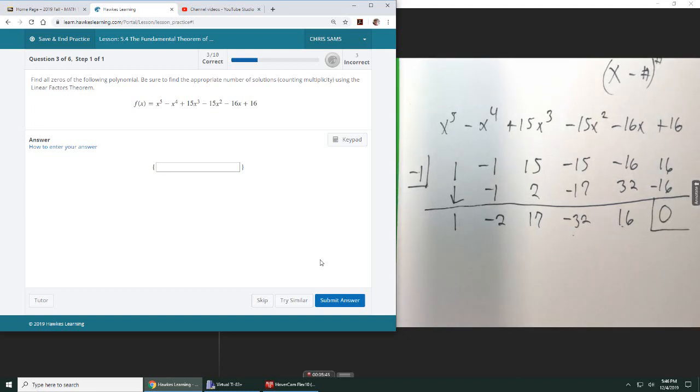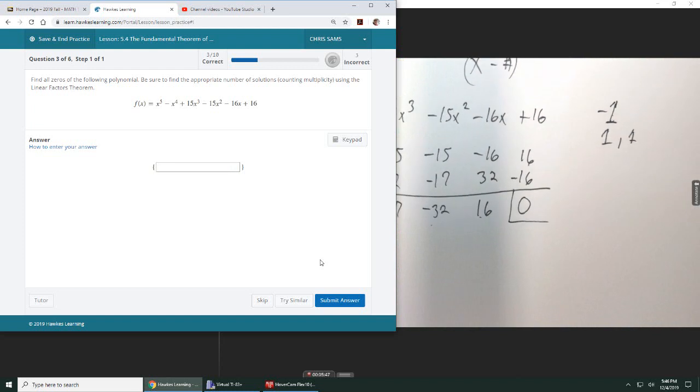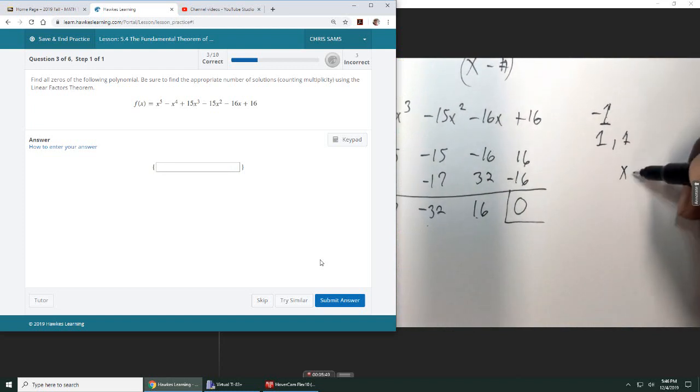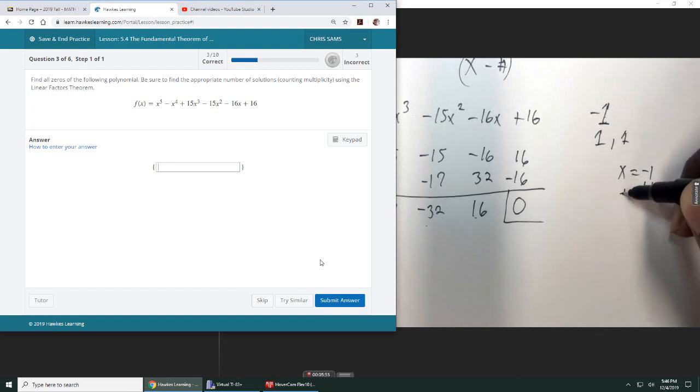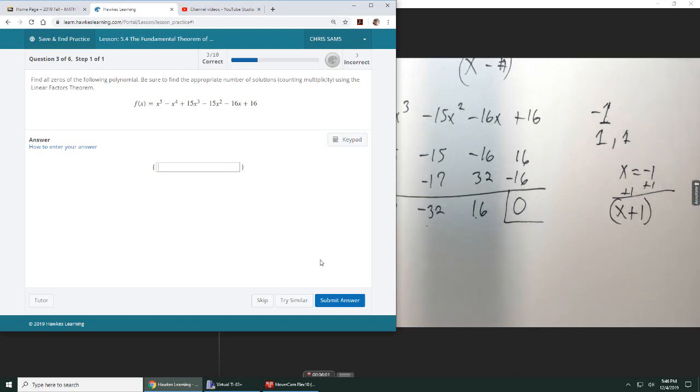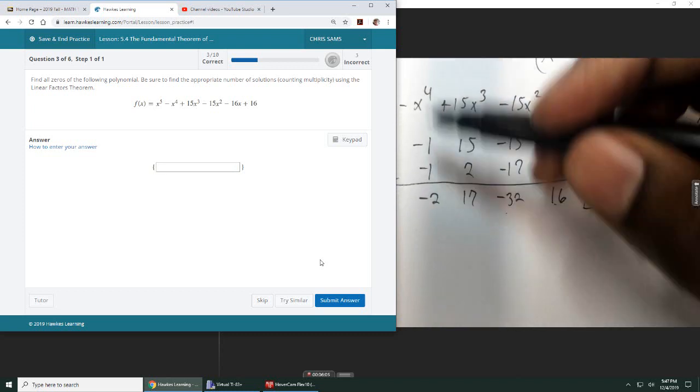So basically what we're saying, let me go over here because we want to write it as linear terms. X equals negative 1 is a 0. Set this term equal to 0 by adding 1 to both sides. And we get that x plus 1 is one of the linear factors that we're going to be listing. Okay, now we can continue from here.